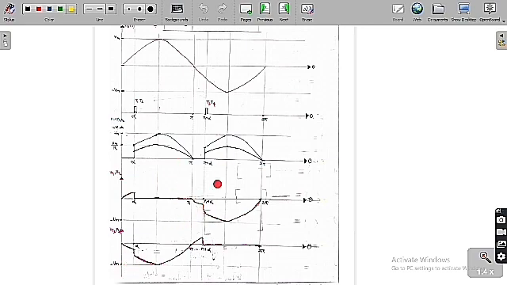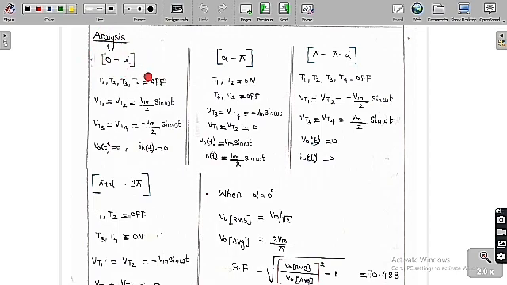If you see the diagram, we can get these diagrams easily. We can say that the peak inverse voltage experienced by thyristors T3, T4 and T1, T2 is only Vm, which is equal to the maximum value of the supply voltage. Now we are going to do the analysis of this circuit from 0 to alpha. From 0 to alpha, I have already told you that T1, T2, T3, T4, all the thyristors are off.